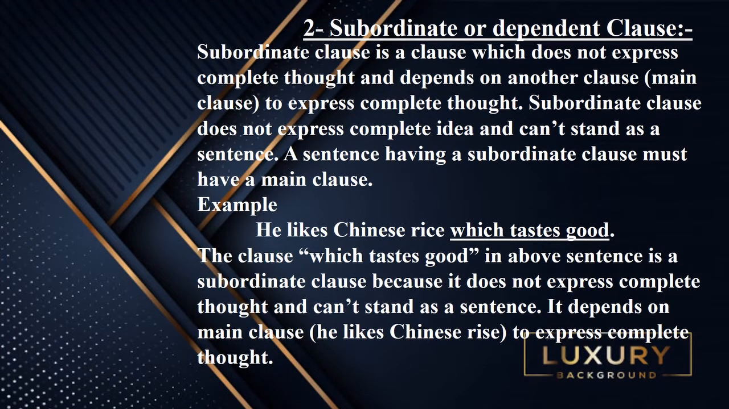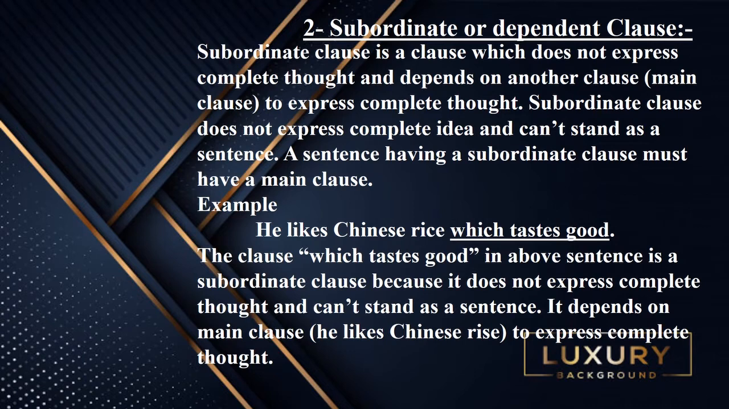Let's move towards subordinate or dependent clause. A subordinate clause is a clause which does not express complete thought and depends on another clause to express complete thought. A subordinate clause does not express a complete idea and can't stand as a sentence. A sentence having a subordinate clause must have a main clause.